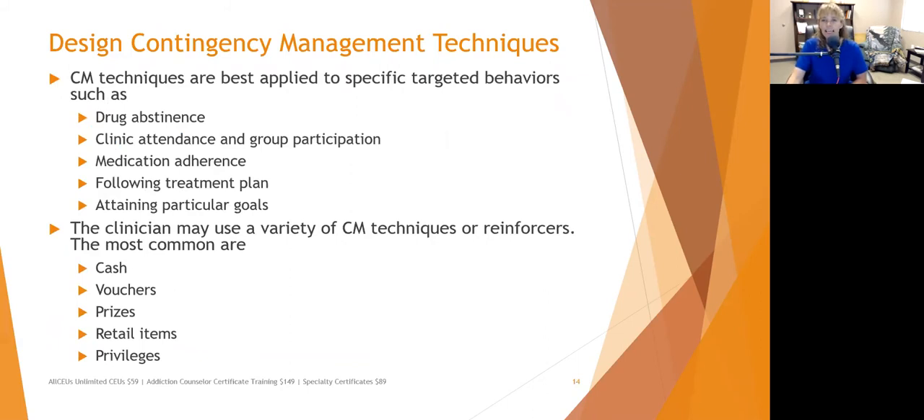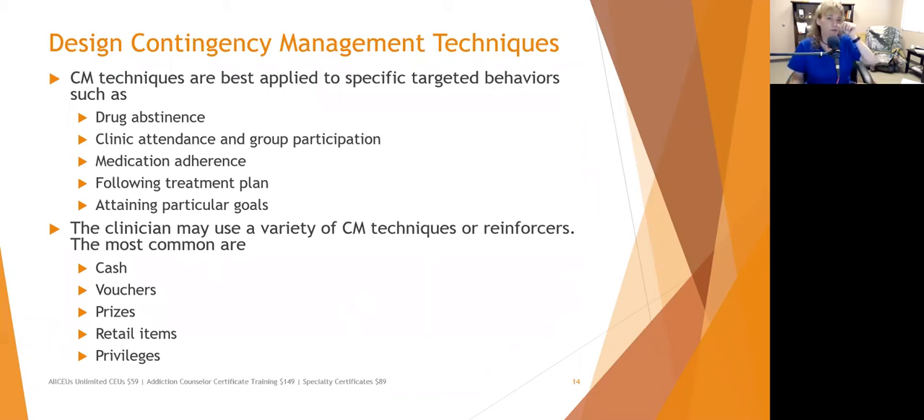Contingency management techniques are best applied to specific targeted behaviors such as drug abstinence, treatment plan compliance, clinic attendance, or attaining particular goals. Different reinforcers you can use include cash, such as discounts off of their treatment sessions, vouchers for things. Sometimes, especially if you work at a nonprofit, you can get movie tickets and stuff donated. Prizes, retail items, and privileges.